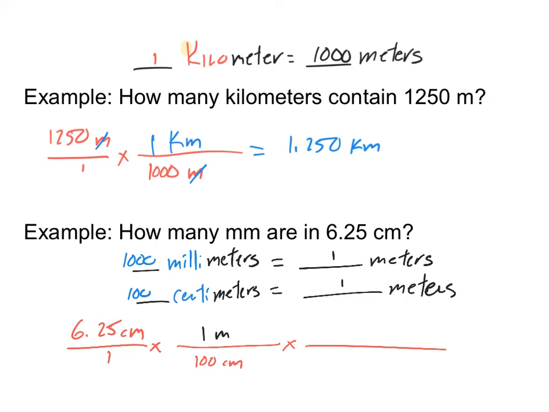So I'm going to take my 1 meter on the bottom, and my 1,000 millimeters on the top. And so going back and checking my units, centimeters cancels out, meters cancels out, and I'm going to take 6.25 divided by 100, hit enter, then multiply it by 1,000, and I should get an answer of 62.5 millimeters. Okay, step chart type problem.